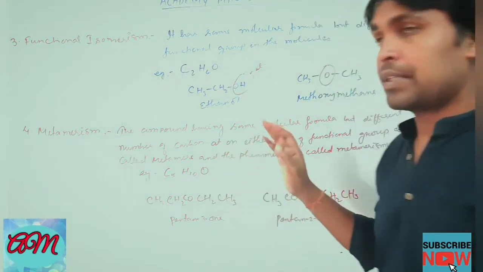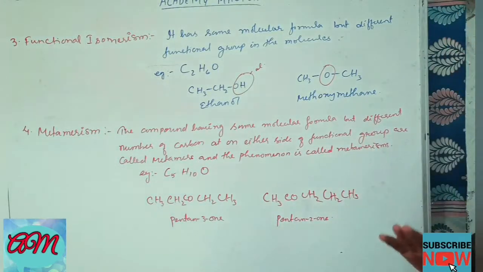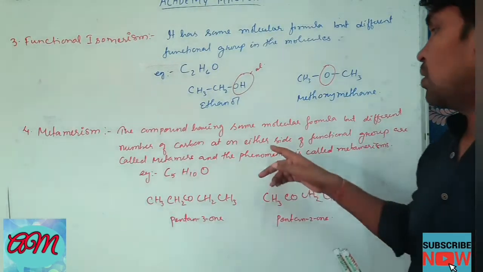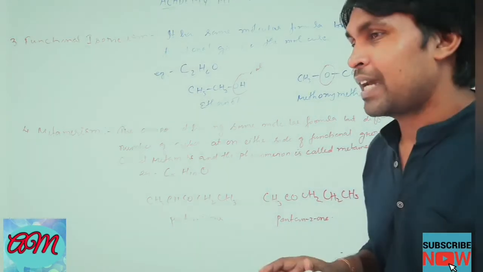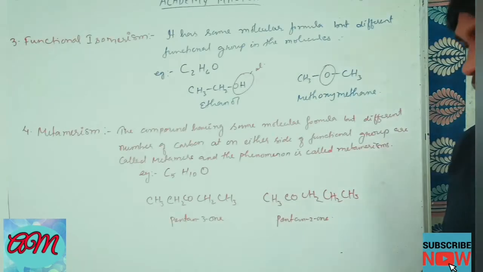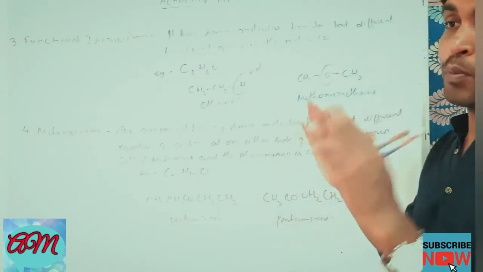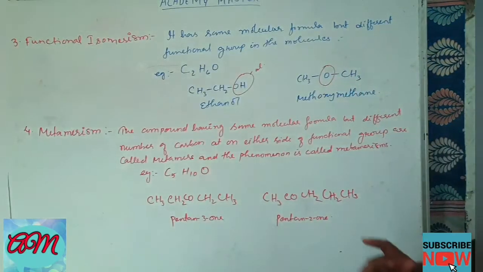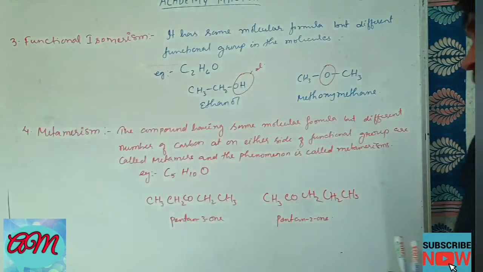The compounds having the same molecular formula, but a different number of carbon atoms on either side of the functional group. Those compounds which have the same molecular formula, but the number of carbon atoms on either side of the functional group will be different. They are called as what? Metamers, and the phenomenon we call metamerism.